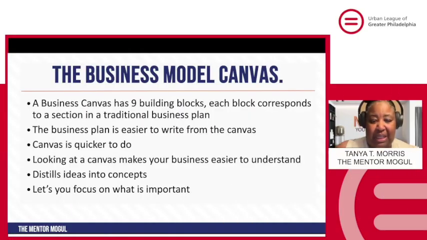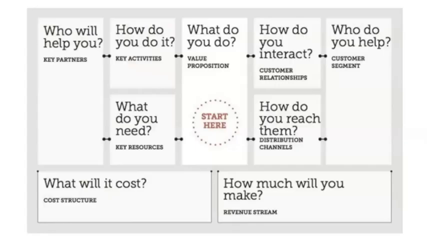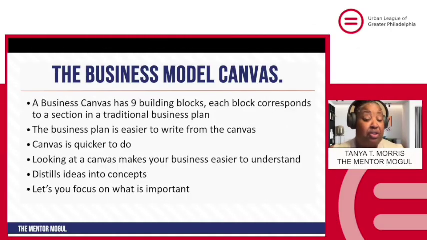So let's look really quickly at the business model canvas. It is 9 building blocks, and each block corresponds to a section on the business plan. Actually, when you put certain blocks together, they correspond to 3 particular sections, the 3 primary sections of a business plan, which you'll see as we move along. The business plan is easier to write from the canvas. There's a lot of anxiety around writing a business plan and where do you start, and all those things. So we're going to talk about that a little bit.